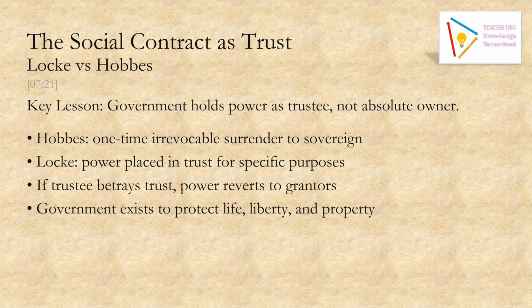For Locke, the contract is more like a trust. The people place power in the hands of government for specific purposes, the protection of life, liberty, and property. The government holds this power as a trustee, not as an absolute owner. If the trustee betrays the trust, the power reverts to those who granted it.